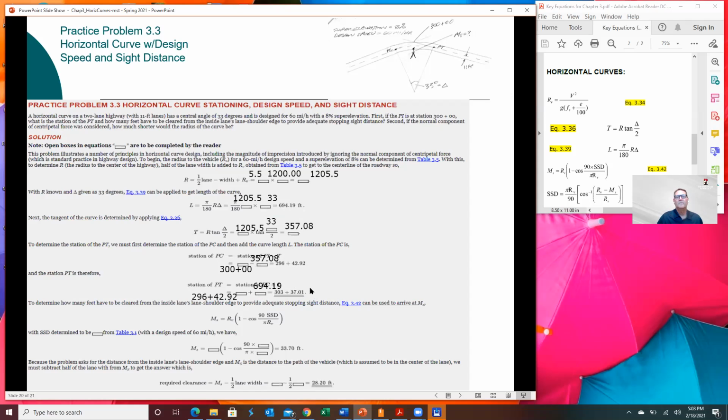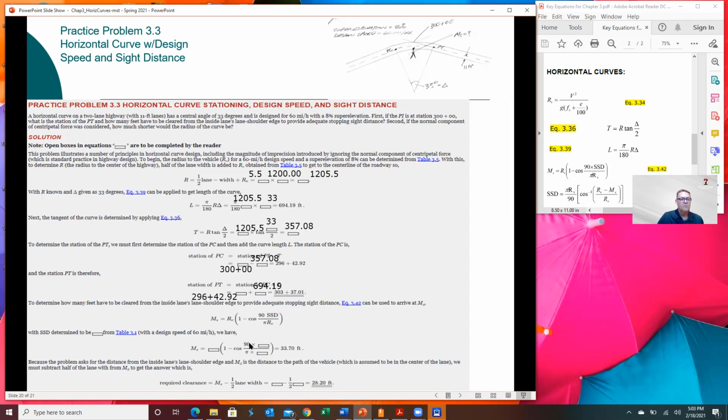So again, they gave you the station of the PI, you had to figure out both L and T, so you could back it up and then add L to it to get to the station of the PT. So now what remains in this problem is to determine how many feet have to be cleared from the inside lane's shoulder edge to provide adequate stopping sight distance. So here you can use equation 3.42, which is the M sub S equation. So what do you need for that equation? You need R sub V, which you have. You need the stopping sight distance, which we're going to get.